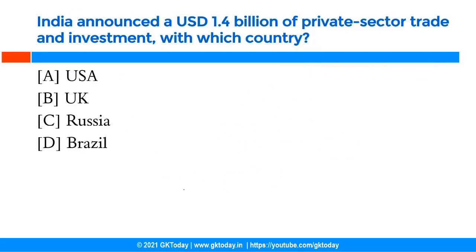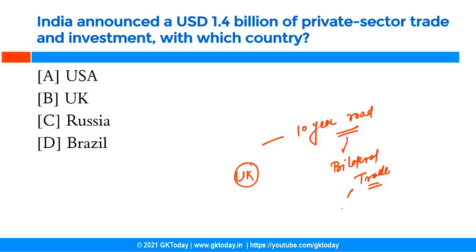Next question is, India announced 1.4 billion USD of private sector trade and investment with which country? So this country is UK. Recently there was a virtual summit between Prime Minister of UK and Prime Minister of India. And during that summit it was announced. So as a part of this summit, India and UK unveiled 10-year roadmap for bilateral trade. Please note that the current bilateral trade between India and UK is approximately 23 billion pounds.